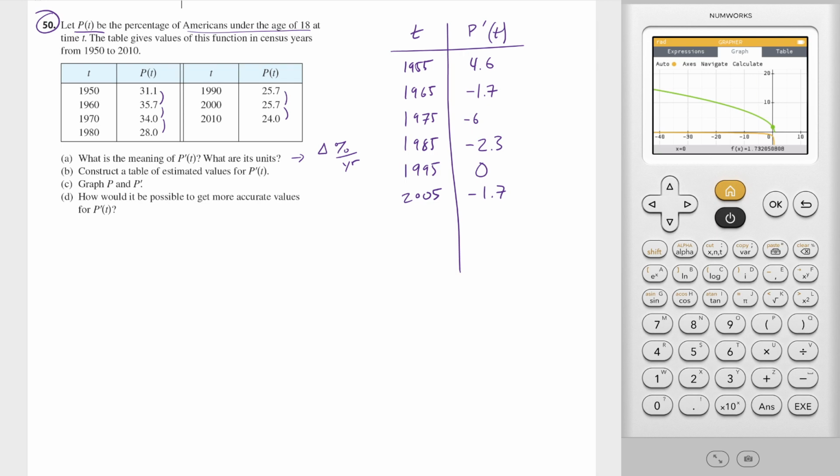Okay, graph P and P prime. How would it be possible to get more accurate values of P prime? Yeah, what I would do is a polynomial model probably, and this is not something you would have to do on the test. On the test, you should at least have the basic understanding of how to find change from a table and the general trends. However, if I did want to do this, I would make a polynomial model of the original function and then find the derivative of that polynomial model.